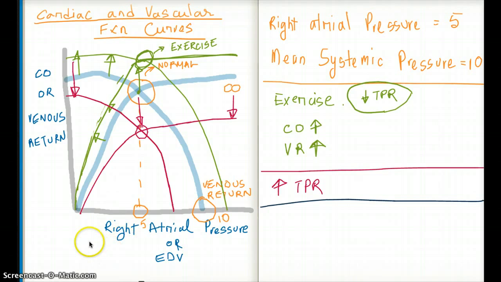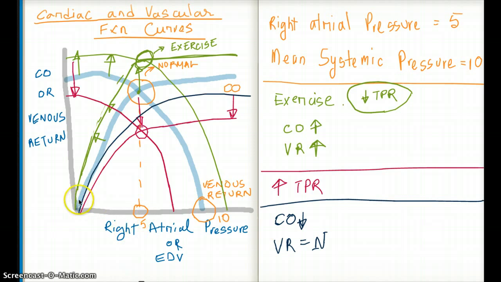What happens in heart failure? What's going to happen to our cardiac output in heart failure? The cardiac output is going to drop because our heart is failing, right? What's going to happen to our venous return? Our venous return is going to stay normal because nothing is wrong with our veins. It's just the heart is failing. So what's going to happen to our curve?